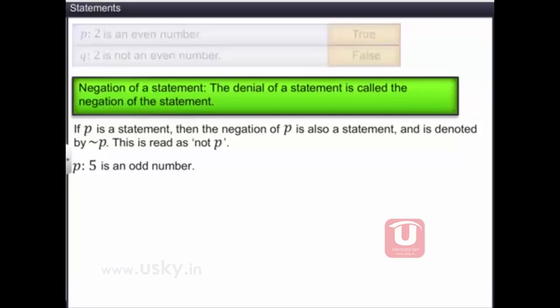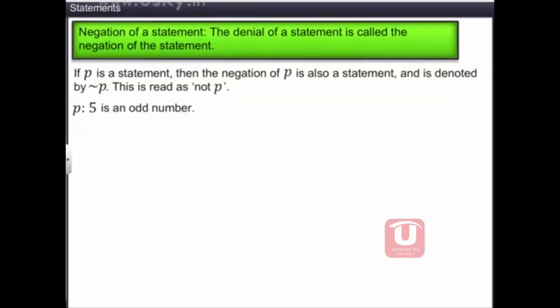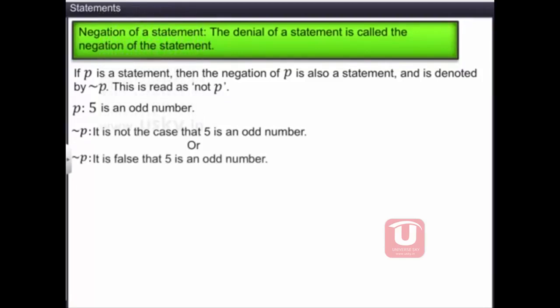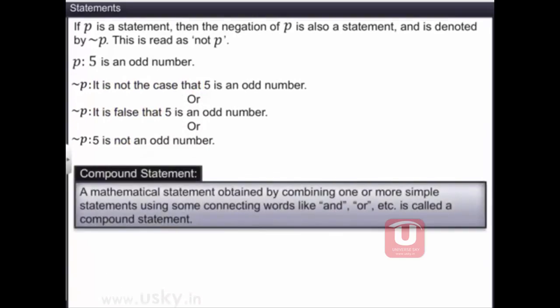The negation of P is either, "It is not the case that 5 is an odd number," or "It is false that 5 is an odd number." In other words, it can be written as 5 is not an odd number. Many a times, we come across simple statements that we need to combine into a single statement. Such statements are called compound statements. A mathematical statement obtained by combining one or more simple statements using some connecting words like and, or, etc. is called a compound statement.